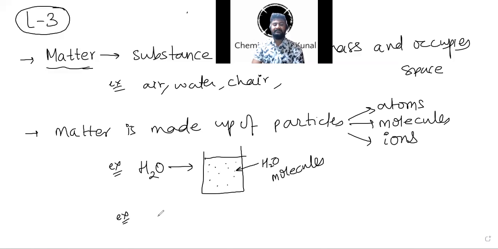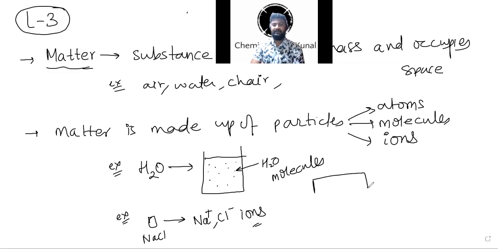When I say NaCl, suppose I have a crystal of common salt. What is it made up of? You may say it's made up of sodium and chlorine atoms, but that is not 100% right, because it's actually made up of Na+ and Cl- ions. So they're made up of ions essentially, because if you break it, the smallest particle you'll get is not sodium, it's Na+. That's why it is made up of ions.